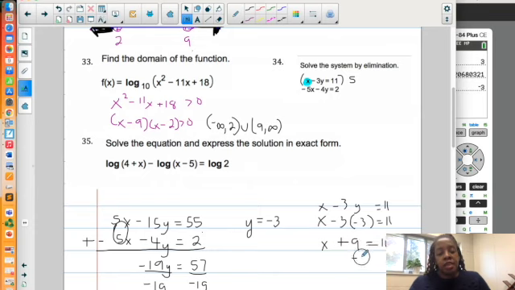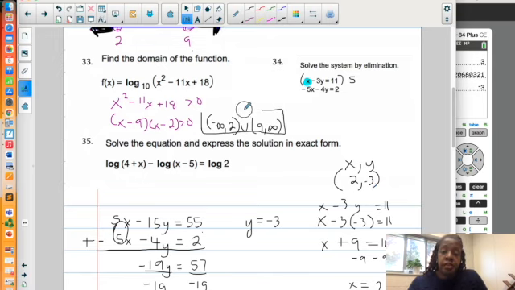Subtract that 9 on both sides, and you find out that x is equal to 2. This is our ordered pair. You always write them in alphabetical order, x first, y second, and that gives you 2 comma negative 3. There you go. That's our system. So this was the domain of our prior function, and this is our solution to this system right here.